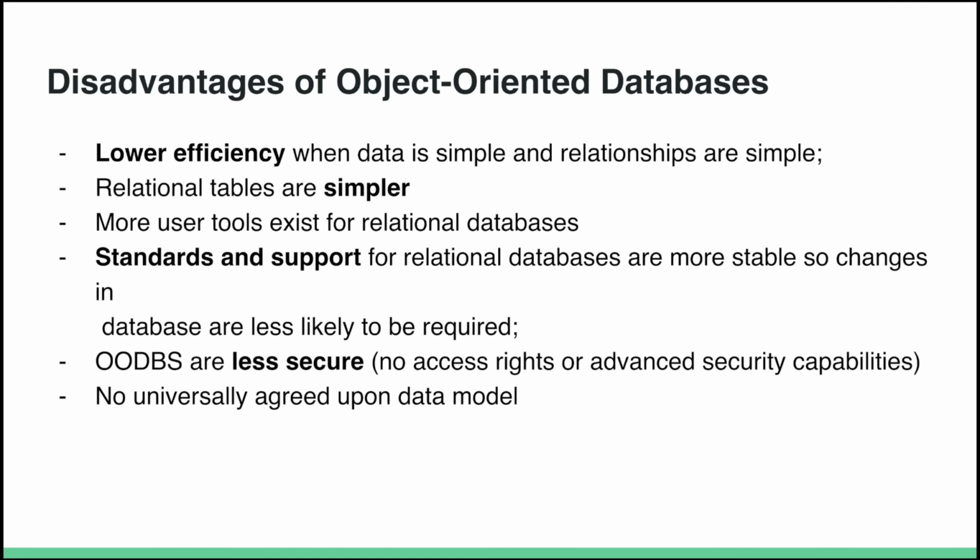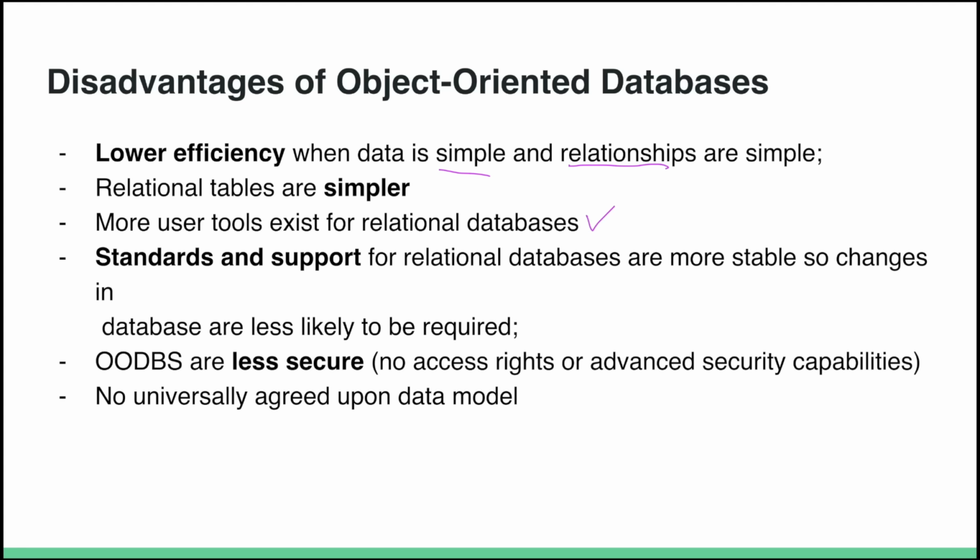Now, there are also disadvantages to object-oriented databases. When we're just working with really simple data and relationships that aren't too complex, object-oriented databases actually tend to be less efficient than relational databases. Relational databases can also be simpler just because this whole row-column model is quite simple to wrap your head around. It's a lot easier to understand than object-oriented programming, which can be difficult for particularly non-programmers to understand.